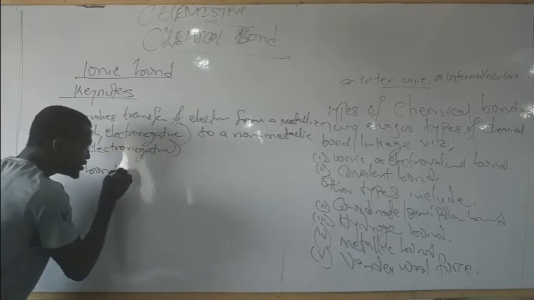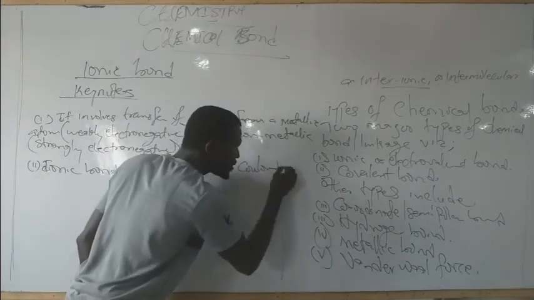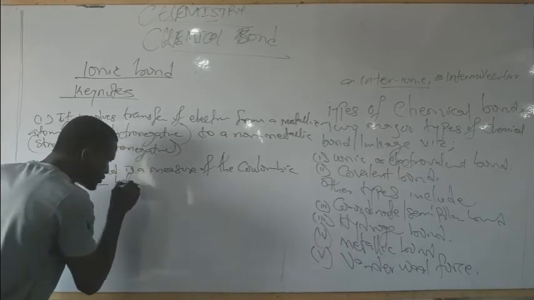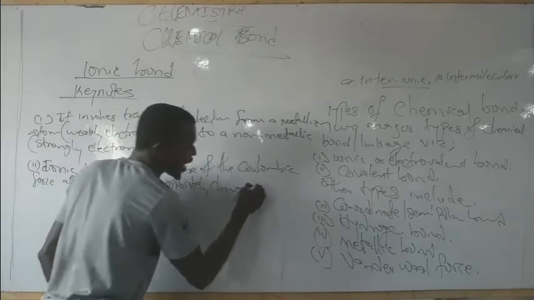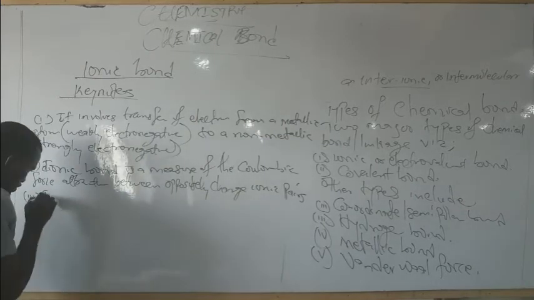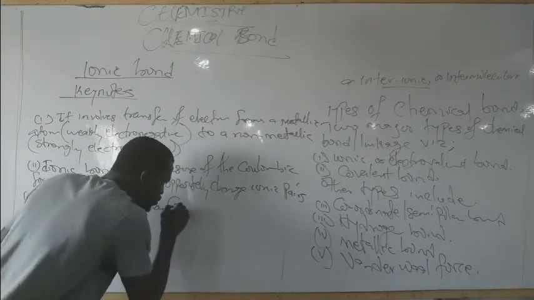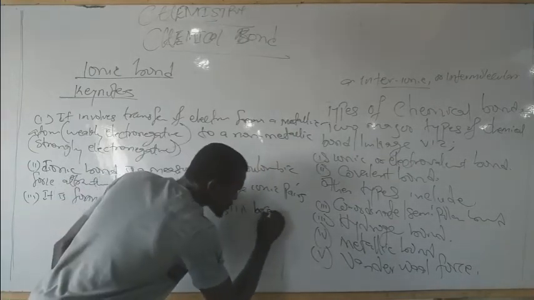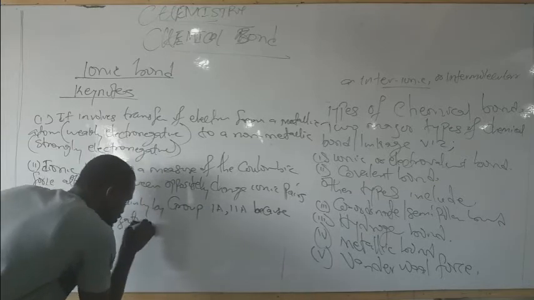Then another important keynote you need to know is that two, ionic bond is a measure of the Coulombic force of attraction between oppositely charged ionic pairs. Then three, it is formed mainly by group 1A and 2A because of their low ionization energy.